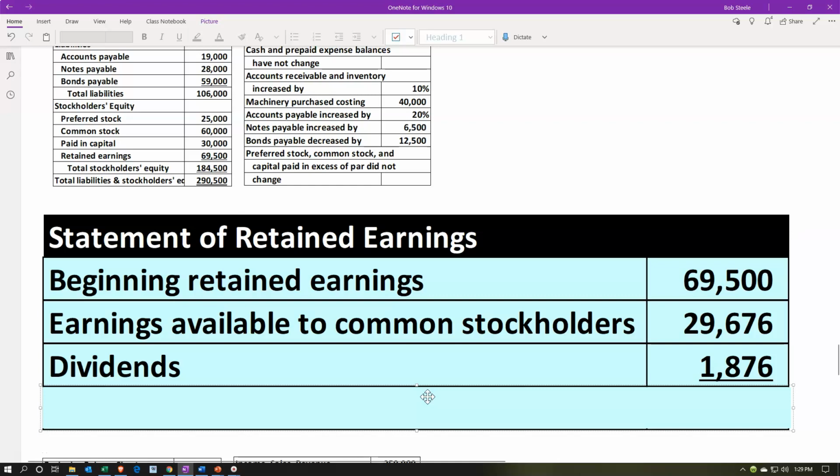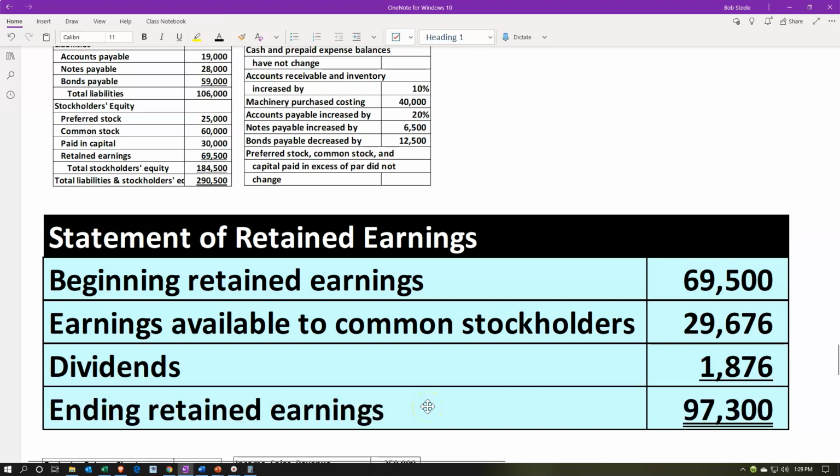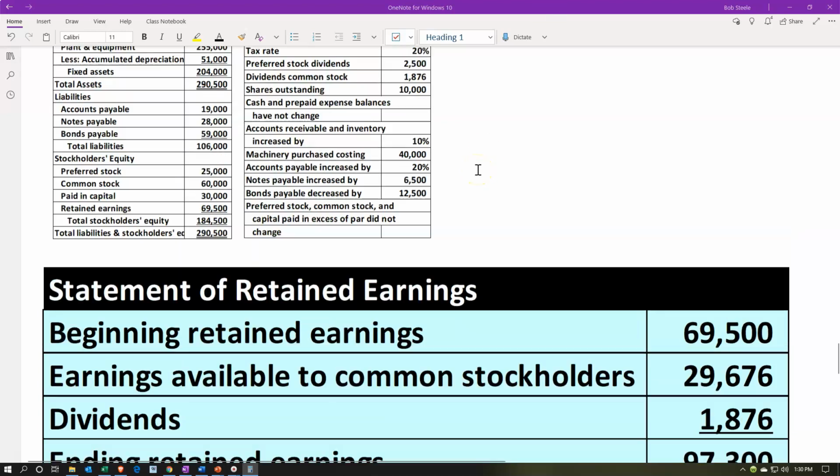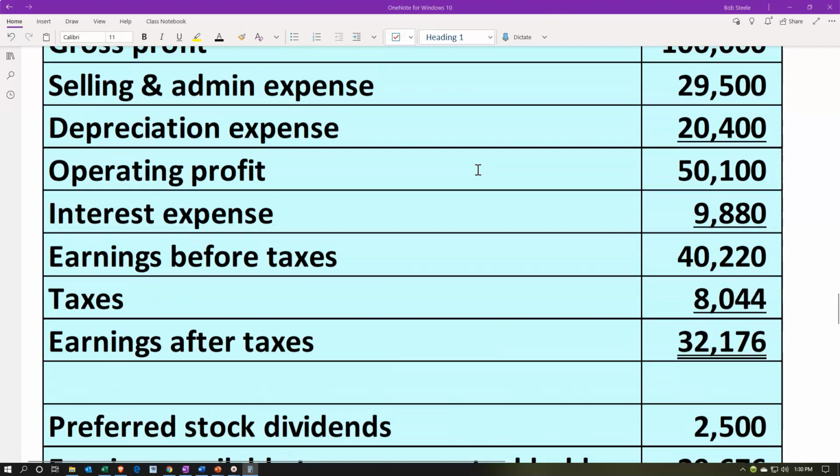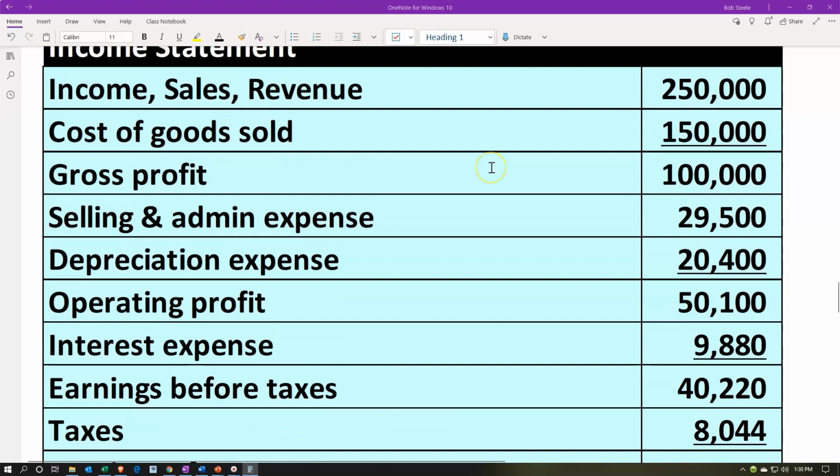These are the dividends to the common stockholders of the 1,876. And that's going to give us then our ending retained earnings. So the statement of retained earnings, notice, if you look at the income statement, all these numbers are starting from zero.